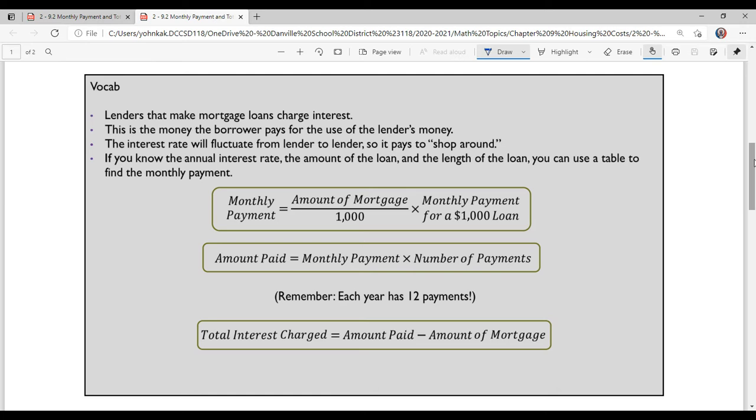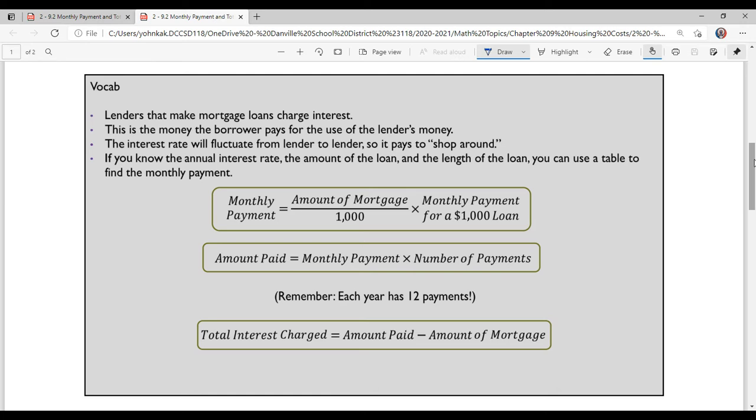Now, the interest rates will fluctuate from lender to lender, so it pays to shop around. Don't go into a bank and take the first offer they give you. There are other banks out there, other lending institutions that would love to get money from you in return for borrowing some of theirs. So look around and find the cheapest. And once you know what the annual interest rate is, once you know the amount of the loan and how long the loan is going to be out for, you can use a table to find the monthly payment.